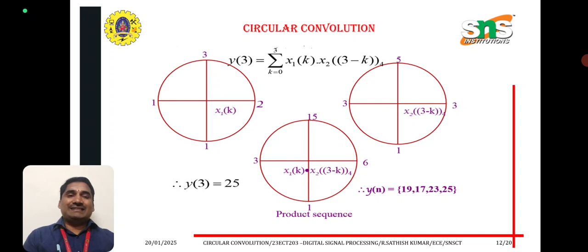Therefore, 15 plus 3, 18 plus 1, 19, 19 plus 6, 25. y of 3 is equal to 25. Therefore, the final output sequence is y of n is equal to 19, 17, 23, 25.